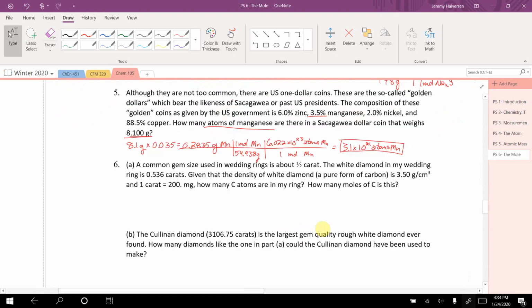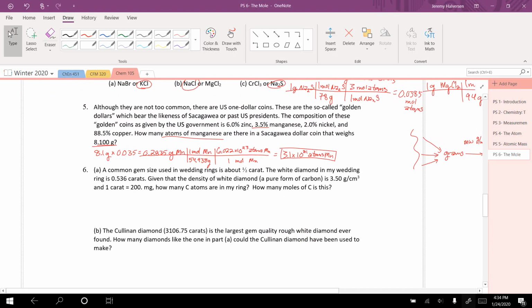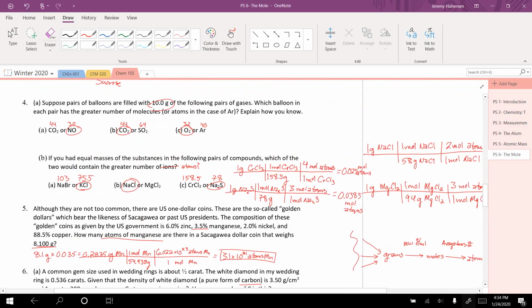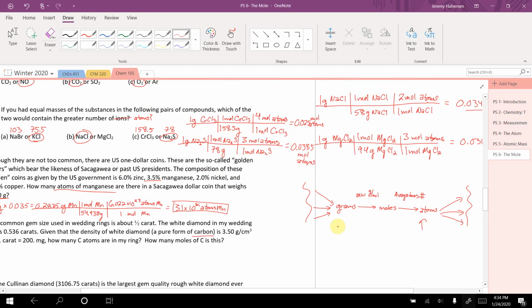Number 6. A common gem size used in wedding rings is about ½ a carat. A white diamond in my wedding ring is 0.536 carats. Given that the density of white diamond, pure form of carbon, is 3.5 grams per centimeter cubed, and 1 carat is 200 milligrams, how many carbon atoms are in my ring? How many moles of carbon? So we know we're trying to get to carbon atoms, and they're giving us masses. So we've got to get to grams, and then we can follow this process.